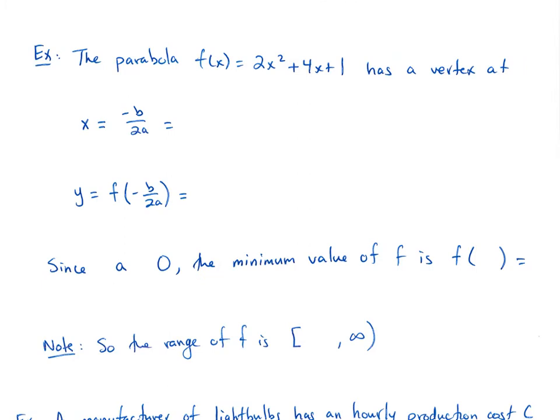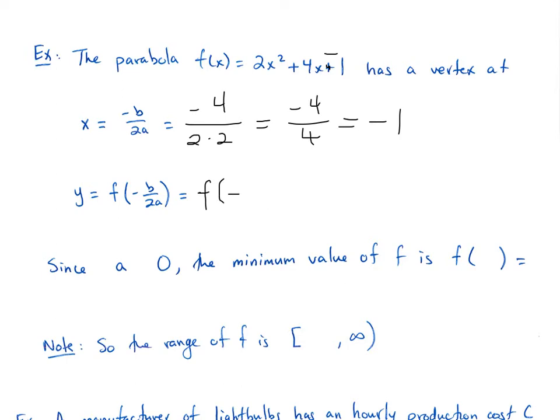Before we do this example, please correct the function. Instead of the one that's written down, let's consider 2x squared plus 4x plus 1. Let's change that plus here to a minus. So 2x squared plus 4x minus 1. Using our formula from earlier, we said that a vertex will be located at x equals negative b over 2a. In this case, b is the number in front of the x, so 4. a is the number in front of the x squared, so 2. So this is located at negative 4 over 4, negative 1. That's the x-coordinate of our vertex.